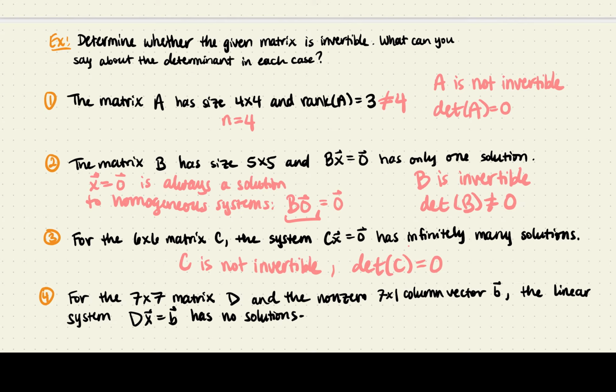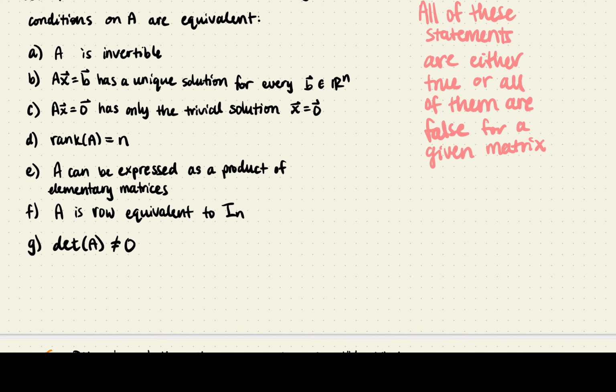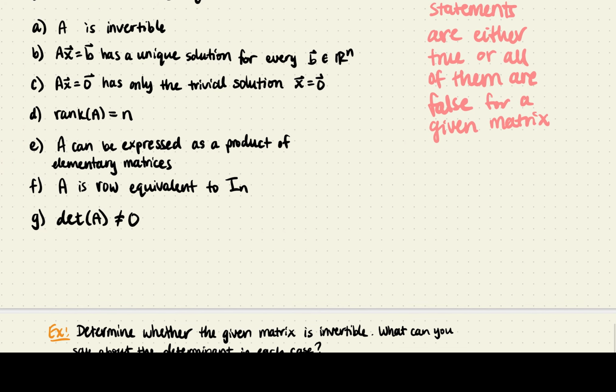Okay, so next we have a 7 by 7 matrix D, and we're told that there's some non-zero column vector b where the linear system Dx equals b has no solutions. Now, in the invertible matrix theorem, if we go back up here, the inhomogeneous linear system, in this case Dx equals b, needs to have a unique solution for every b in Rn. So if we find just one b, or we're told that just one b makes this equation have no solutions, then this statement is not satisfied. And so all of the rest of the statements are going to be false about our matrix.